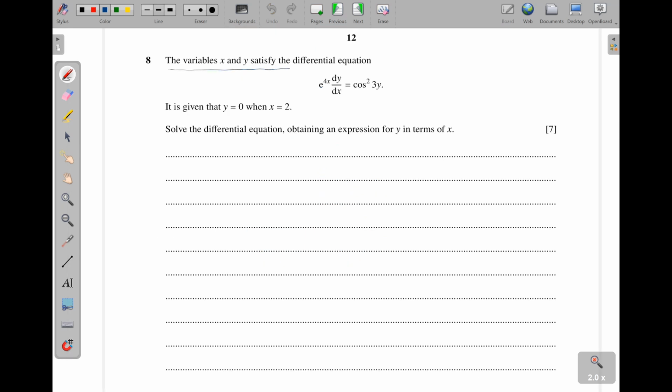The variables x and y satisfy the differential equation. This one here, it is given that y is equal to 0 when x is equal to 2. Solve the differential equation, obtaining an expression for y in terms of x. The first thing we do, we separate variables, and the operation that we do, it is either multiplication or division. Okay, so we can cross multiply here. When we cross multiply, we can bring this cos squared down here, and then you take the dx here. Then after you divide all through by this. Okay, so separating variables.